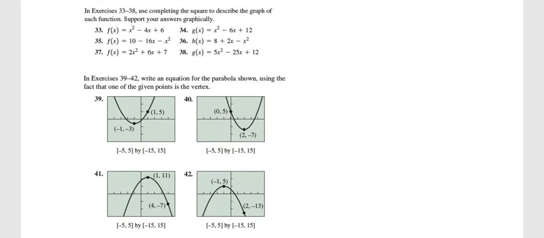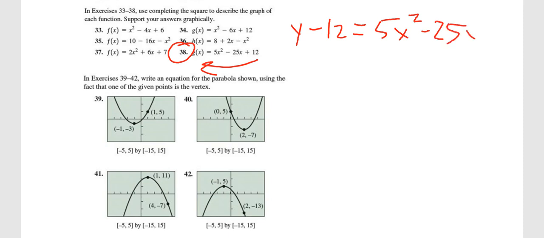All right, question 38. So we're going to take that 12 to the other side and just kind of move it out of the way, because it's bugging us for right now. We got 5x squared minus 25x.